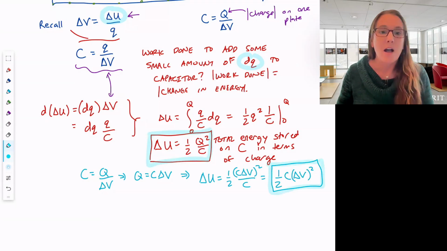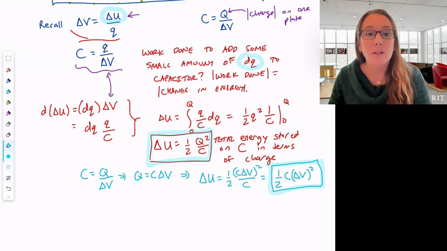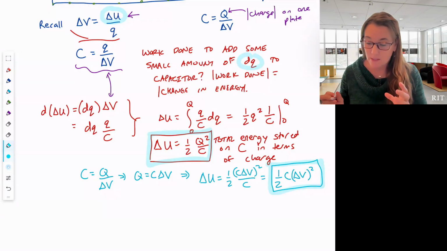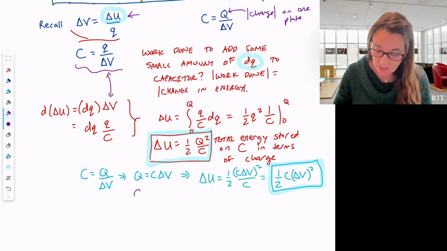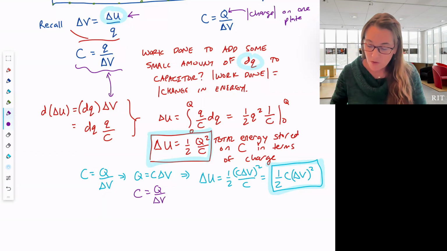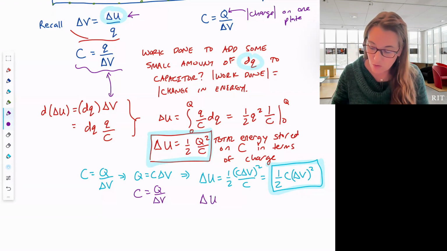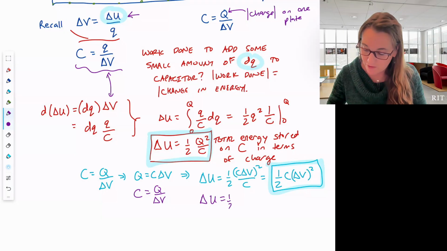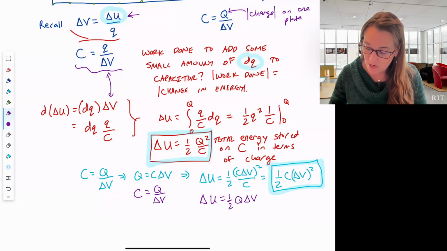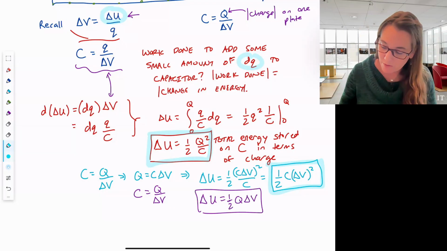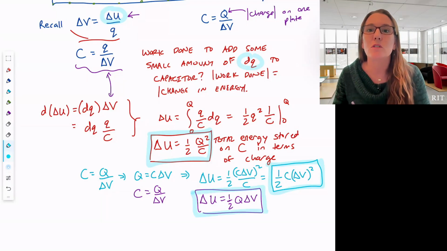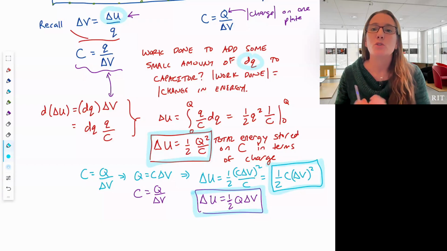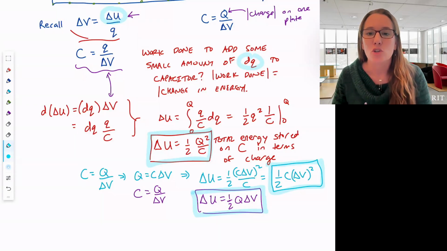And then lastly, I can also write it eliminating my capacitance entirely. I can plug in C equals Q over ΔV, and then what I get here is that ΔU is simply equal to 1/2 Q ΔV. So all of these are just equivalent equations that are simply substitutions using the capacitance definition to rewrite them in ways that might be useful.